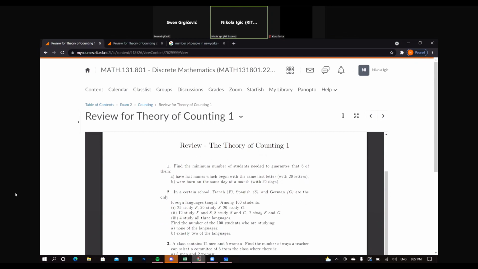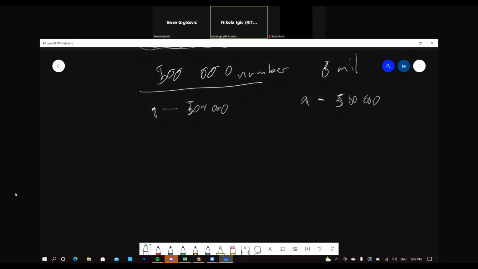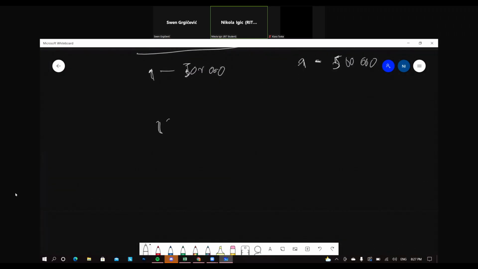So say it's the same principle. Find the minimum number of students needed to guarantee that 5 of them have a last name which begins with the same first letter, with 26 letters. In that case, we need 5 people.